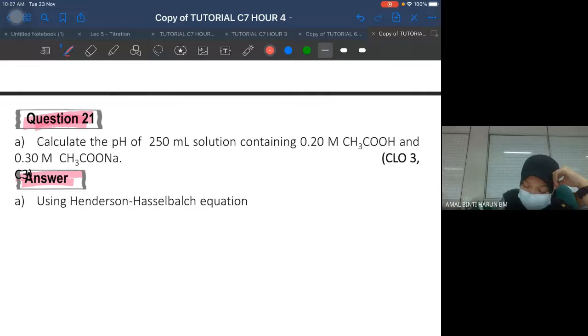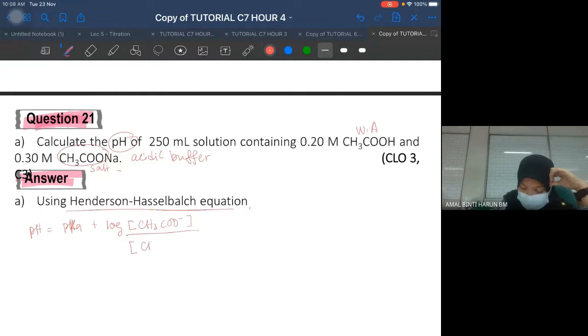So for this solution, we have to understand whether it is a buffer or not. This is the weak acid and this is the salt. The salt contains the conjugate base of the weak acid. That means it is an acidic buffer. So when it is an acidic buffer, we know the formula to use for pH is the Henderson-Hasselbalch equation. The pH is equal to pKa plus log concentration of salt over concentration of weak acid.